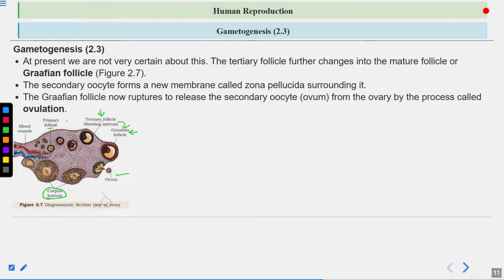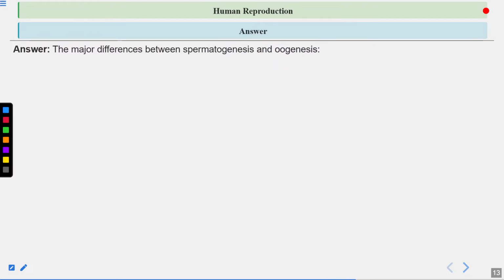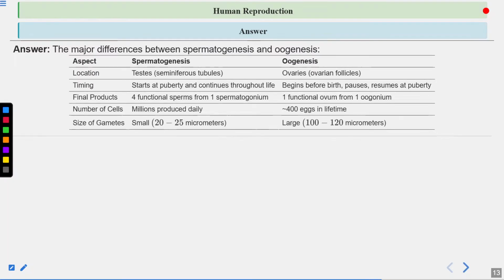So let's continue with this lecture. Now this is the question: can you identify major differences between spermatogenesis and oogenesis? So we have already discussed some of the differences. So let's study the differences between spermatogenesis and oogenesis.